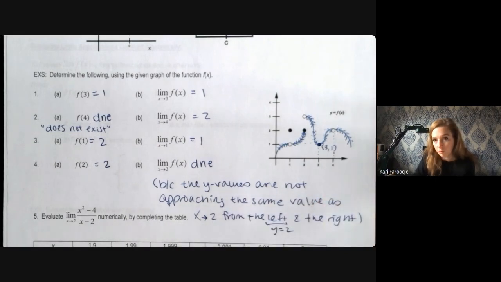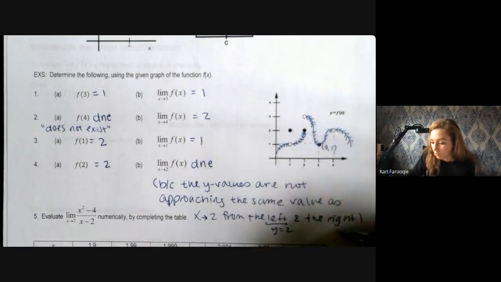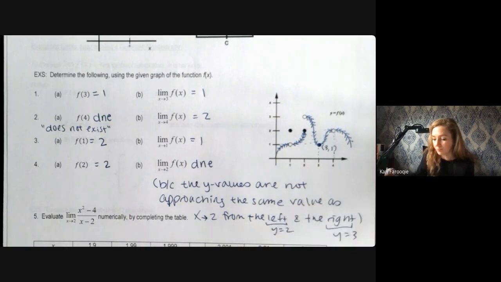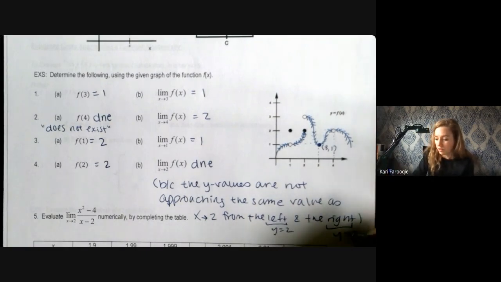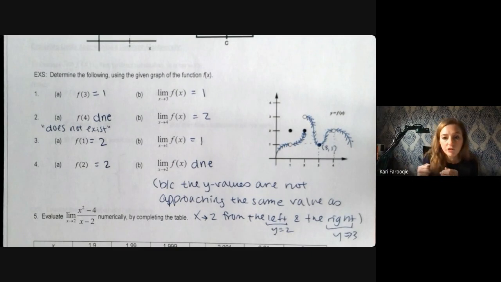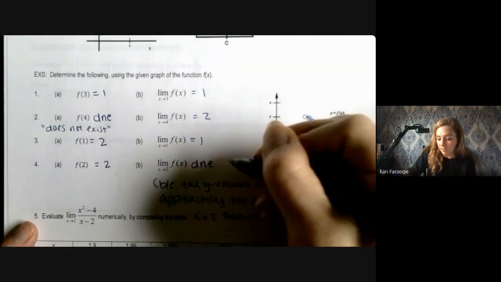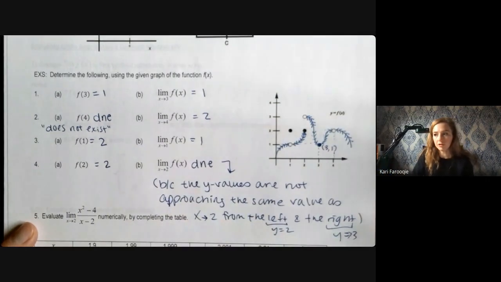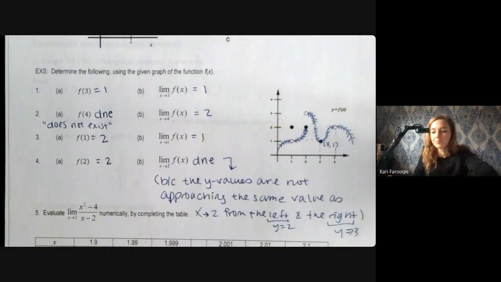And as we approach from the right, the y values were approaching 3. We should say y goes to 3. It's not actually going to reach that value. So that's why we have the limit does not exist here for that particular reason.